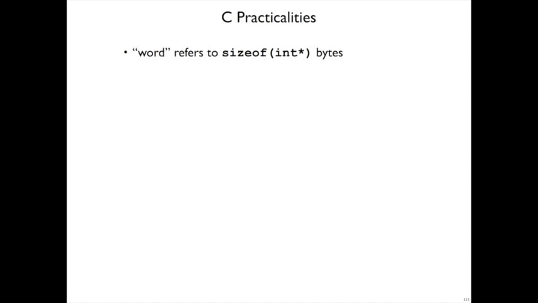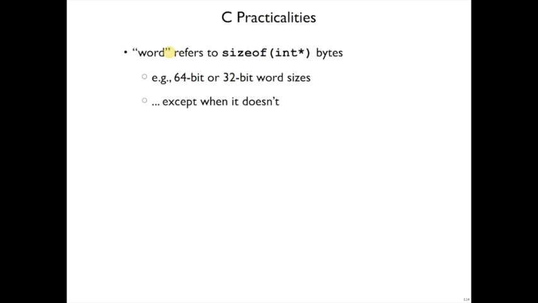We'll wrap up our introduction to C with a little terminology and some practical details. You might see the word "word" used in various places to refer to the size of a pointer. So for example, a 32-bit machine or a 64-bit machine, generally that means that pointers are represented in 32 bits or 64 bits, or that the address space is that big.